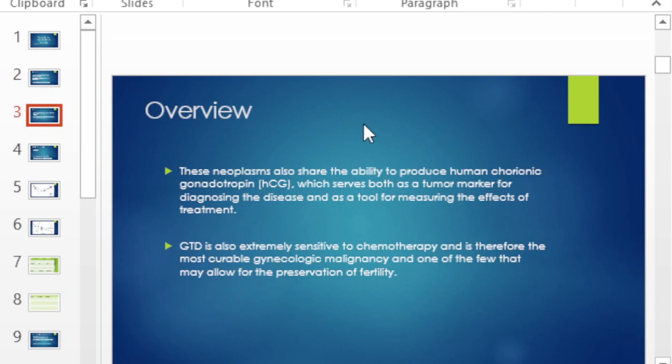All of these tumors have the unique ability to produce human chorionic gonadotropin. So this human chorionic gonadotropin serves as a tumor marker. We use it for diagnosis, and we use it to monitor the treatment. All these tumors again are extremely sensitive to chemotherapy. So if you compare to other gynecological cancers, the cure rate for gestational trophoblastic neoplasias is very high, especially if you get it early.